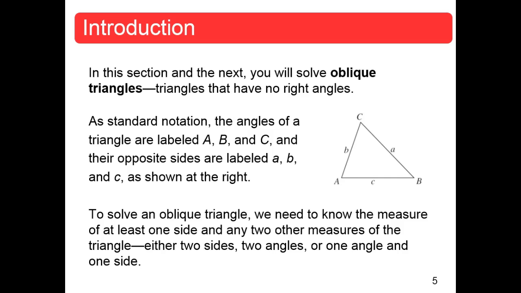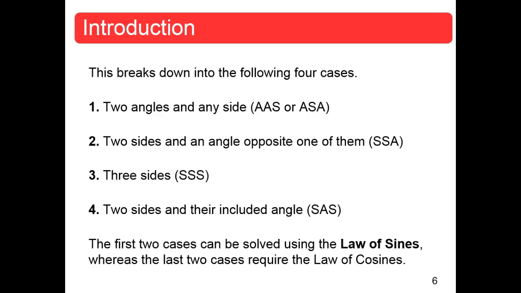You cannot solve an oblique triangle if you just know three angles. Those three angles could be huge or small. You've got to know at least one side, and then any other two pieces of information: two more sides, two angles, or an angle and a side. Not all of those will work with law of sines, but they all are solvable.